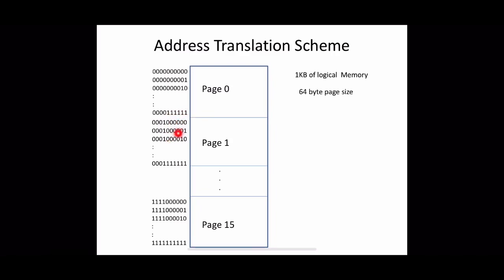The same will be true for all the pages, right? The first 6 bits indicate the offset value. That will be 0 here and all 1s here. So this part indicates the offset within a page. And what about the remaining 4 bits here? That will be 0 for all the locations in page 0, right? And that will be 1 for all the locations in page 1, right? And that will be 2 for all the locations in page 2.